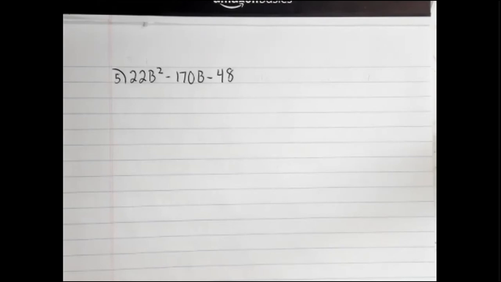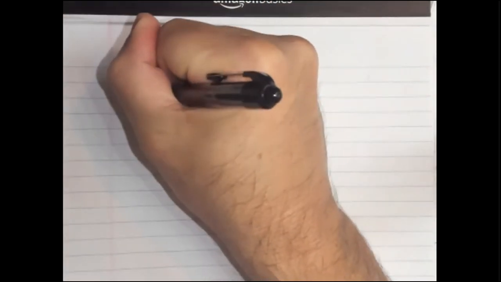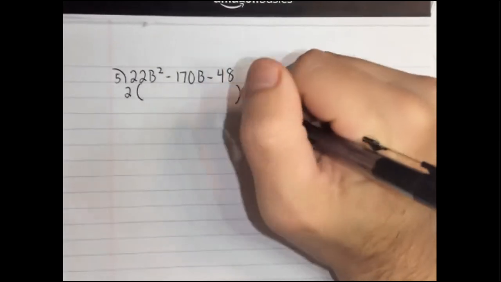All right, our next example. Here we see we have an a value, and you may be tempted to just start doing a times c. The problem is, hopefully you recognize even number, even number, even number. So at the very least, we know that 2 goes into every one of these. So we have to factor out a GCF first. And actually the GCF, the highest number that goes into all 3 of these, is 2. So that's how we start out.